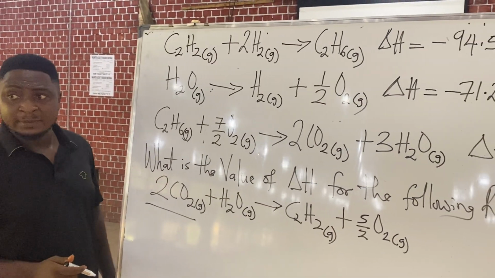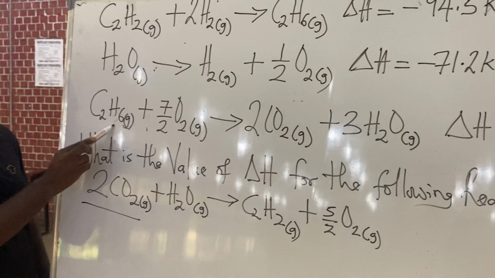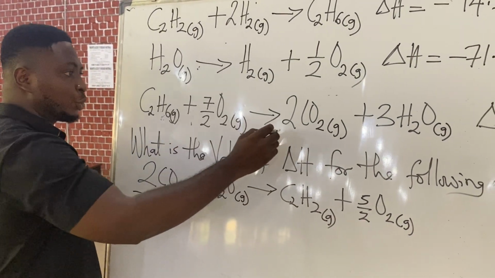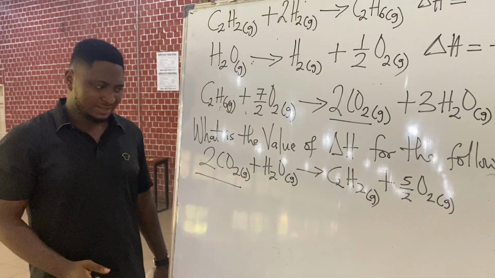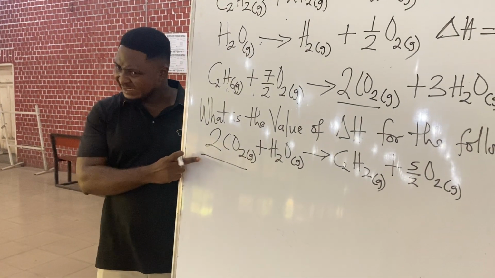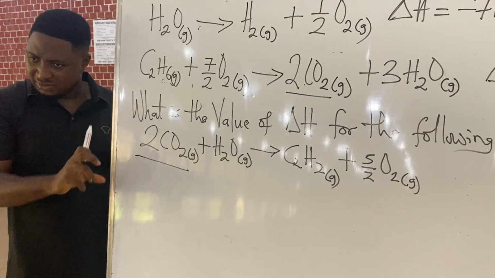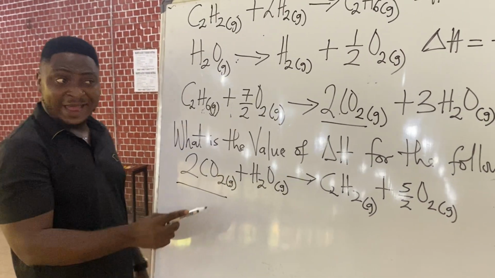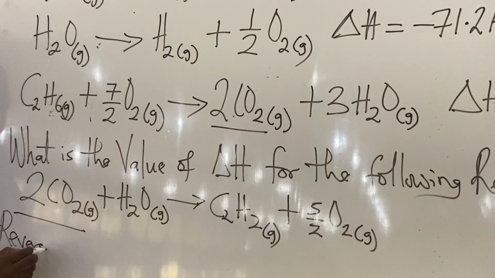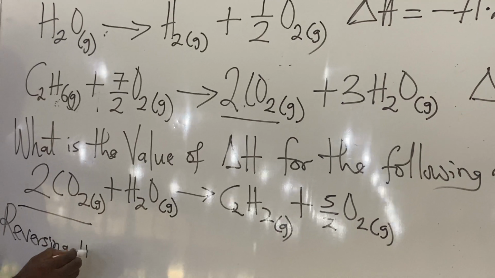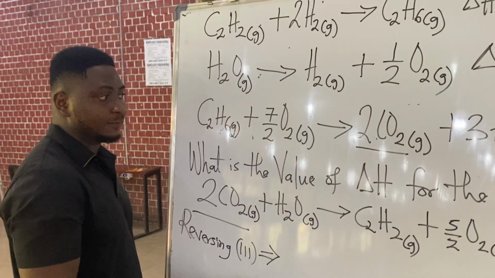The second one. The third. Look at 2CO2. Class, 2CO2 is occurring on the third equation on the right hand, but here it is on the left hand. What do we need to do to adjust it to be like this? So we have to reverse equation 3, right? So we're going to say reversing equation 3. Reversing what?